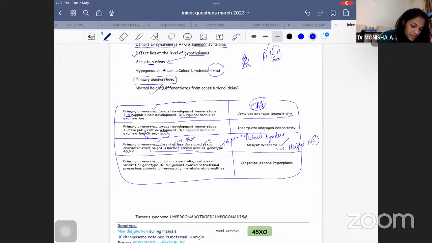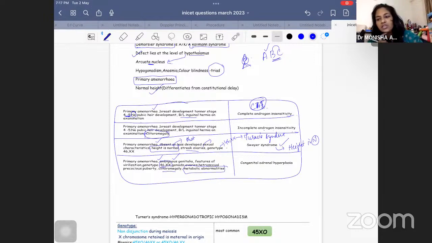If the patient is presenting with ambiguous genitalia with primary amenorrhea, features of virilization, and when they look, they present as females, okay, 46XX, gonads are ovaries, heterosexual precocious puberty, clitoromegaly, metabolic abnormalities, they fall under congenital adrenal hyperplasia.